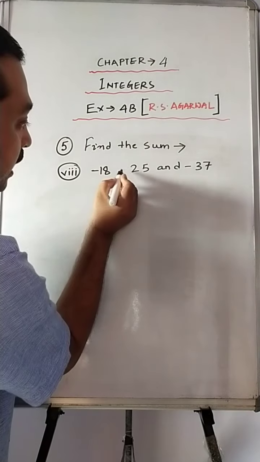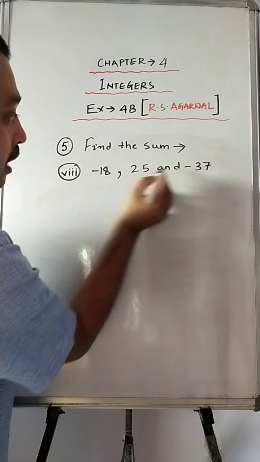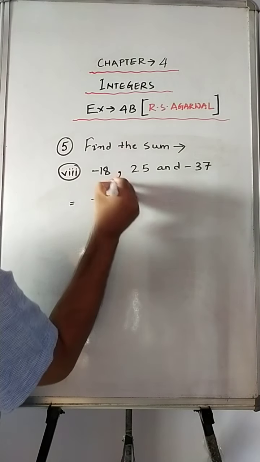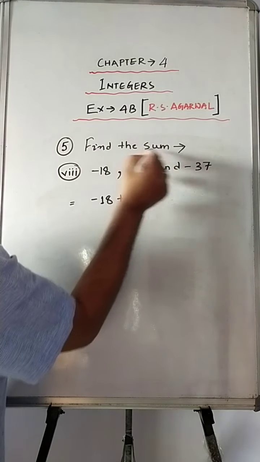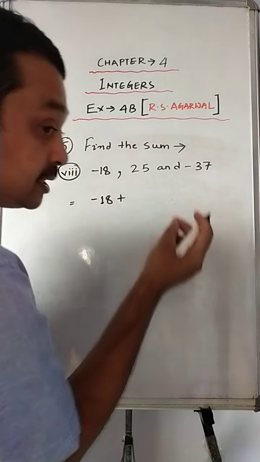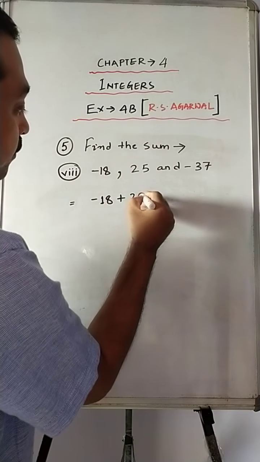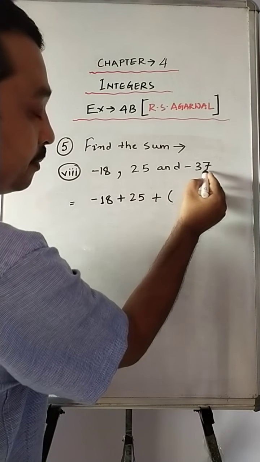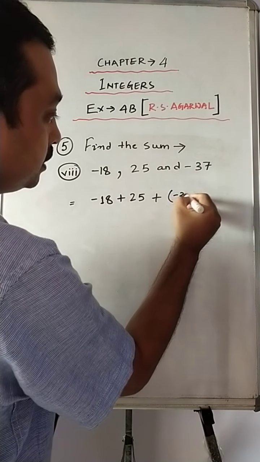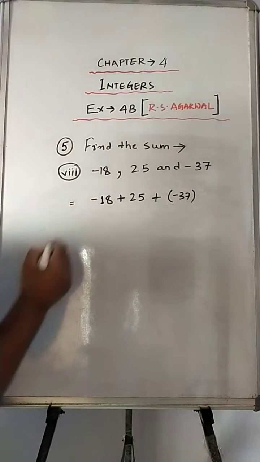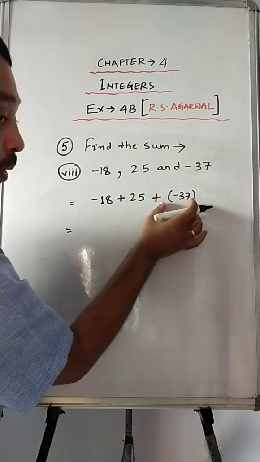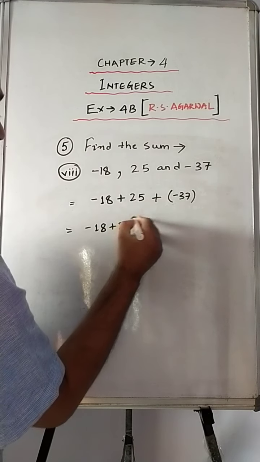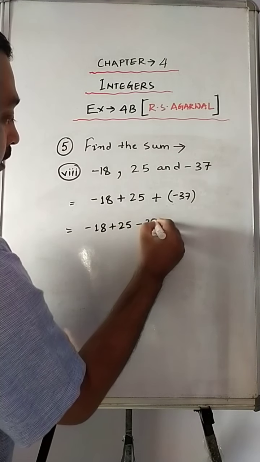You have to put a plus sign in place of comma and. So minus 18, in place of comma we'll put a plus sign because we have to find the sum. To get the sum we have to add. So 25, in place of and we'll put a plus sign, and since this number is already carrying one sign, we will put it inside the bracket. Fine. Now in the next step we will open this bracket: minus 18 plus 25 plus minus is minus 37.